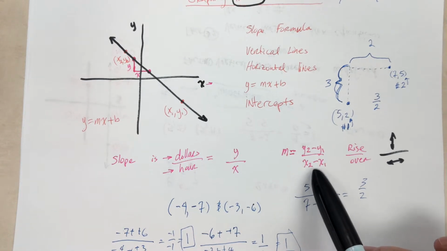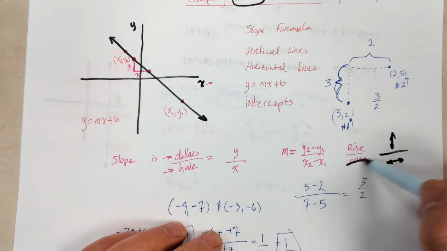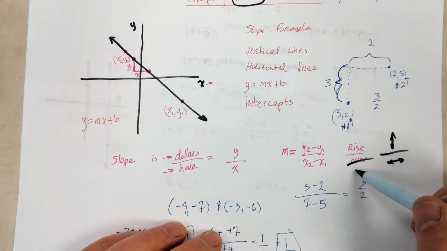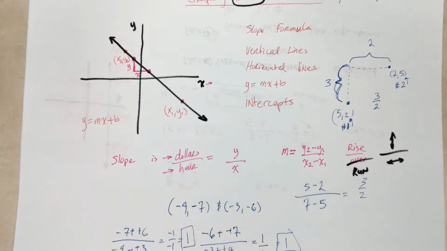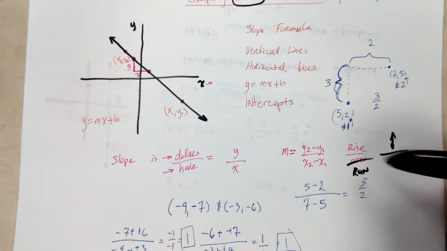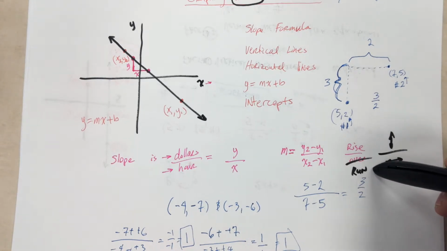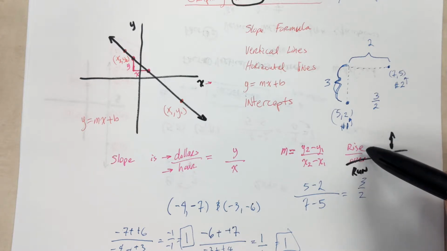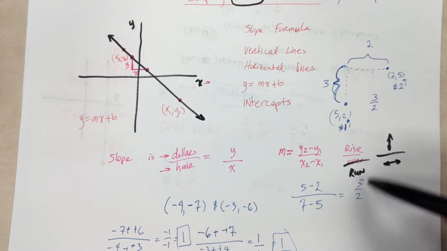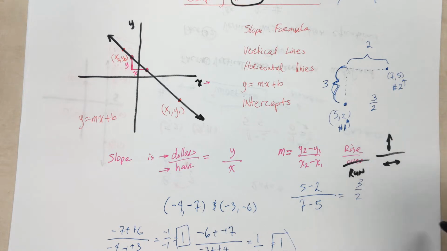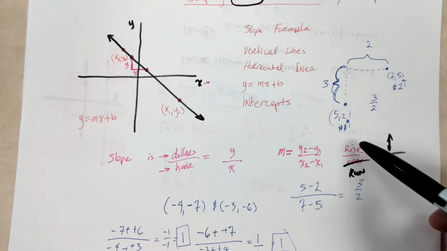Rise is y, and I wrote rise over, and I meant to write rise over run, and I wrote over because I said the word. Yeah, and when I wrote it down, I was like, over, right? Yeah, I caught that. Sorry, my fault. Yeah, rise over run. So that's y over x.